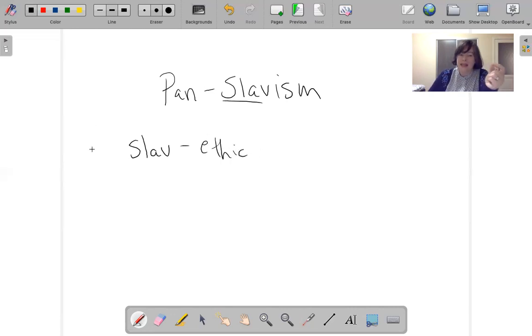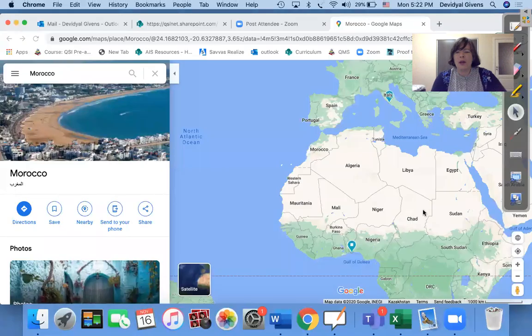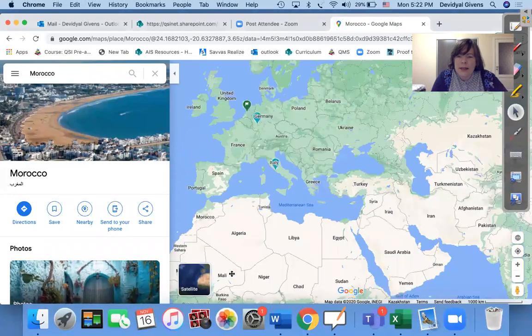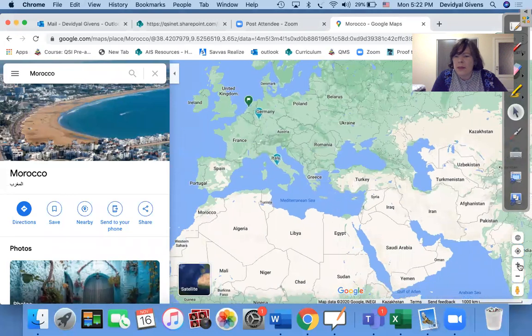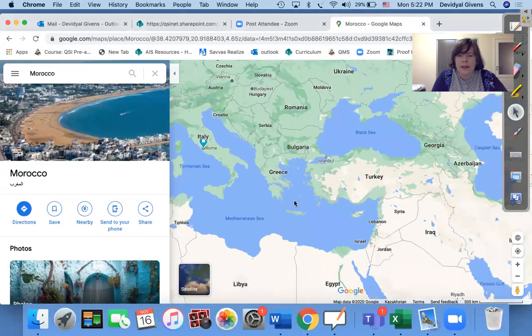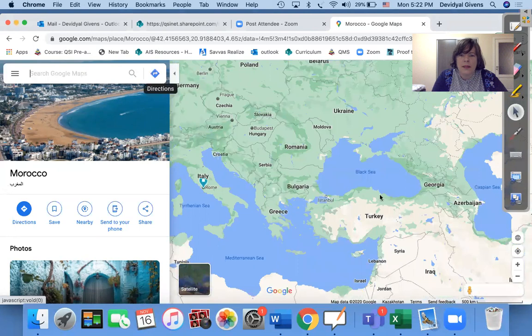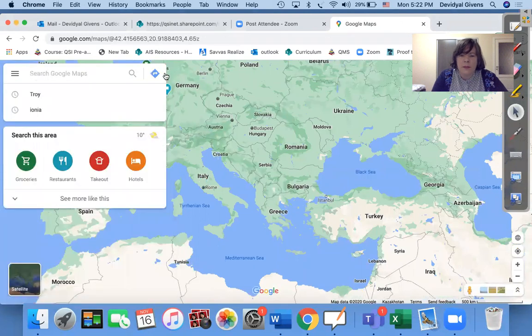Well, that's the Slavs. The Slavs are an ethnic group. They speak not all the exact same language, but similar languages. And they're spread all across the Balkans. So let me zoom in here a little bit.